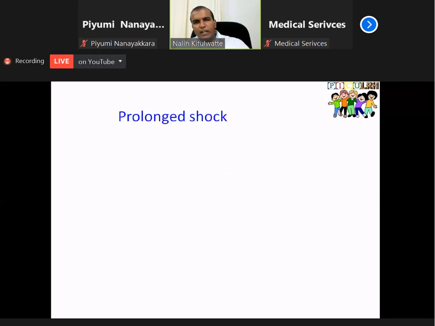Then this is about the prolonged shock. This slide is from Thailand, but they say if you have more than 10 hours untreated shock, death is inevitable. That doesn't mean after 10 hours the child is going to die. They will develop liver failure, renal failure, multi-organ dysfunction, and die after about 2 weeks or 1 month in ICU. So the beginning is there. More than 10 hours untreated shock, death is inevitable.